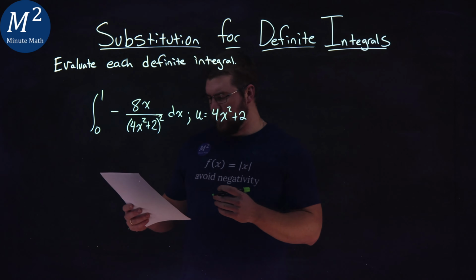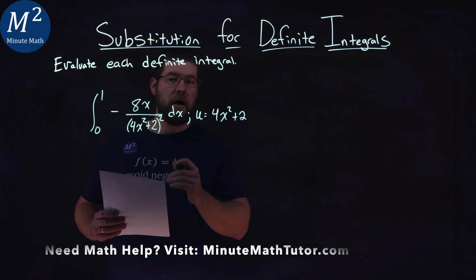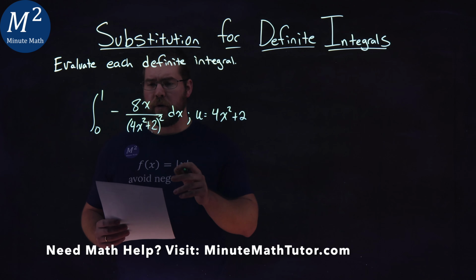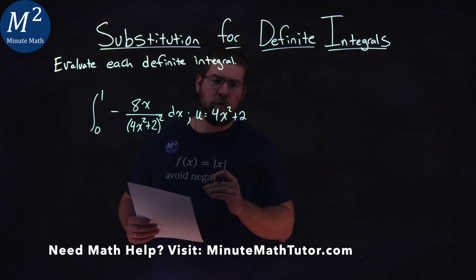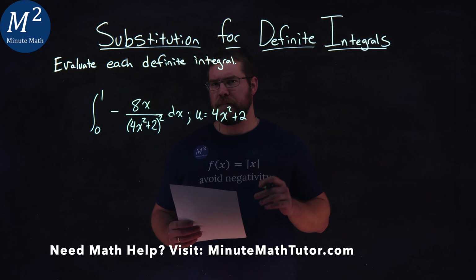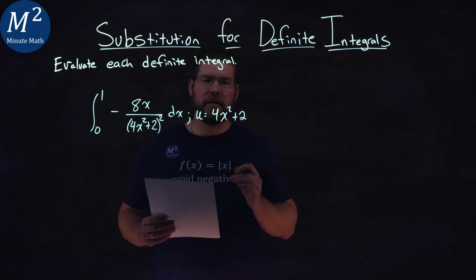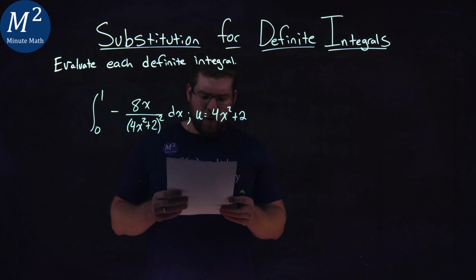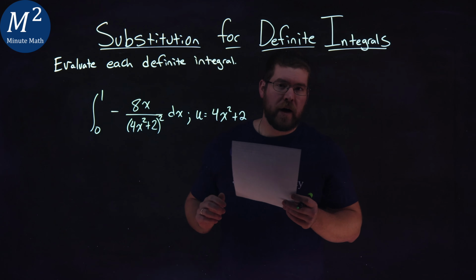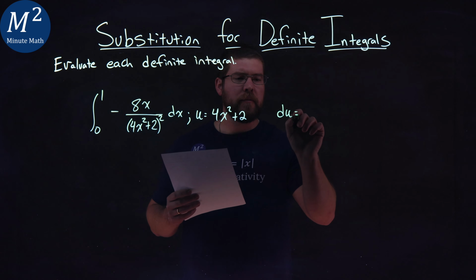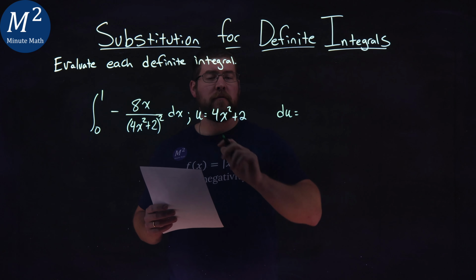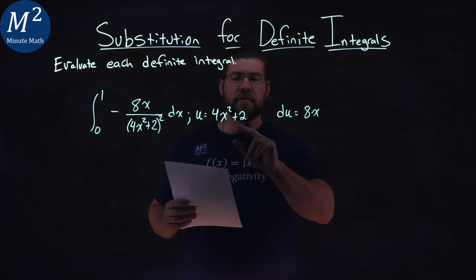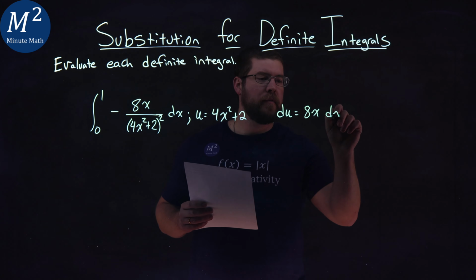We're given this problem right here. The integral from 0 to 1 of -8x over 4x squared plus 2, all squared, dx. And we're given a u value of 4x squared plus 2, and we need to evaluate this definite integral. Now, they're already giving us the u value, so let's go find my du value. The derivative of 4x squared plus 2, we take the 2 times the 4, get the 8. We have an 8x, ignore the 2, it goes away, dx.